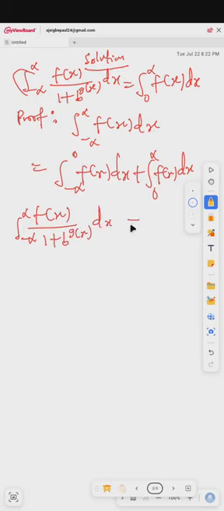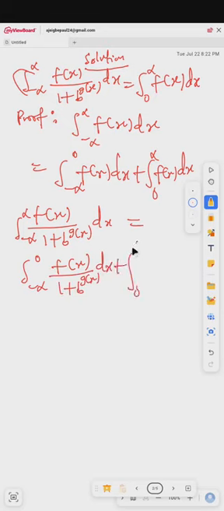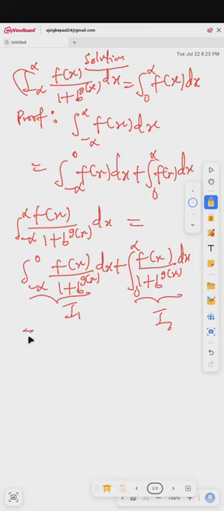So this will be equal to the integral from negative alpha to 0 of f of x over 1 plus b raised to the power of g of x dx, plus the integral from 0 to alpha of f of x over 1 plus b raised to the power of g of x dx. Okay, so I can name these two integrals. I can say this is integral I1 and this is integral I2. So we can say that I equals I1 plus I2. Okay, let's just deal with integral I1.